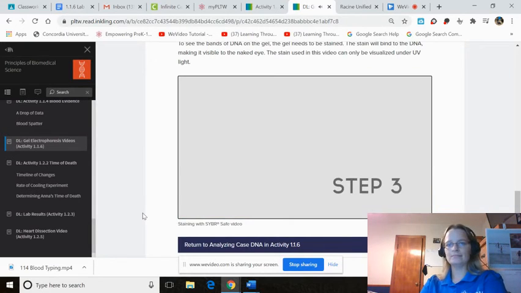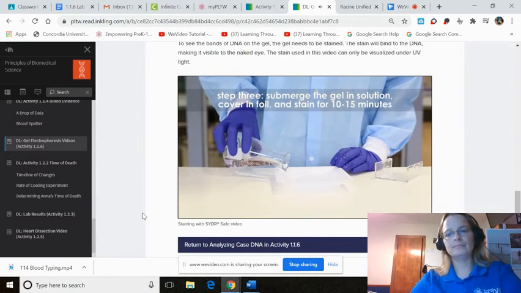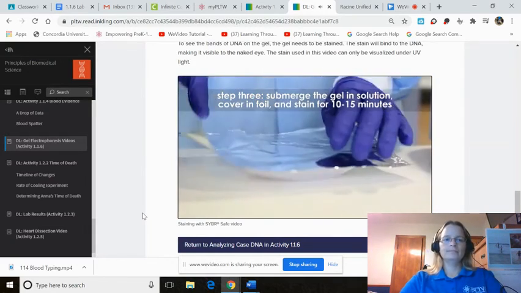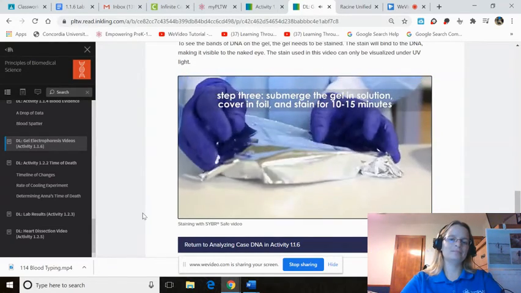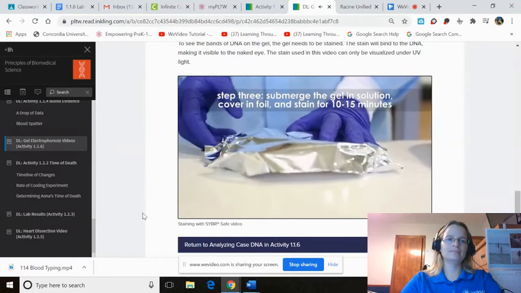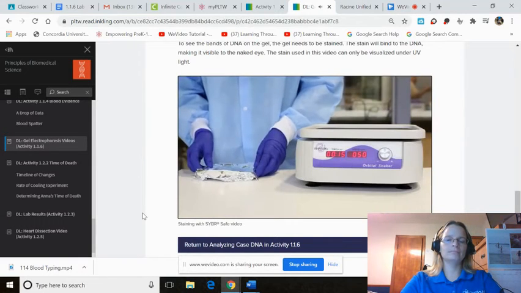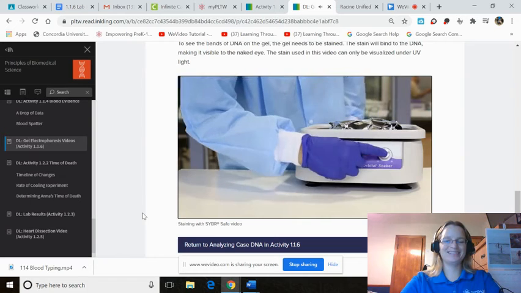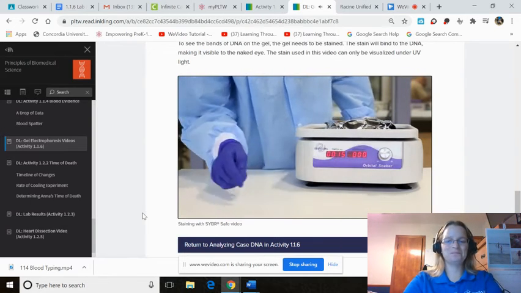Step 3. Submerge the gel in the diluted CyberSafe stain solution. Cover the tray with foil to keep the gel from light. Stain the gel for 10 to 15 minutes. For best results, use an orbital shaker to gently agitate the gel while staining.